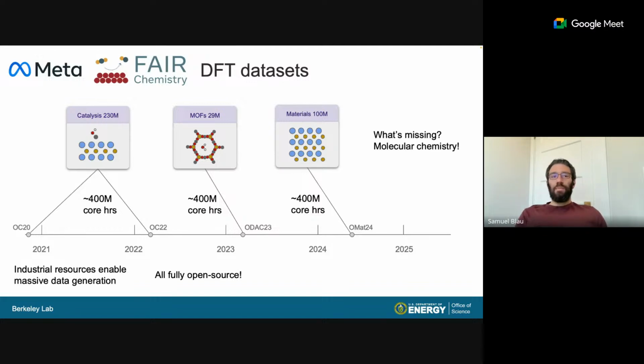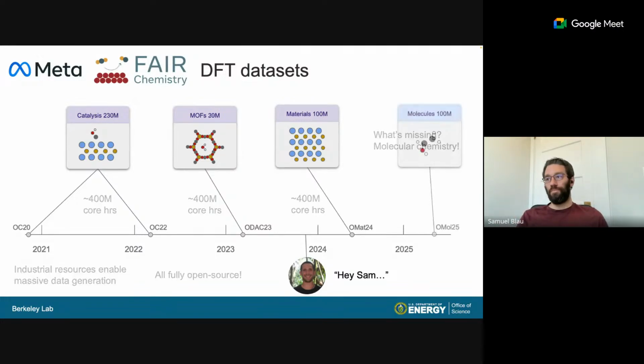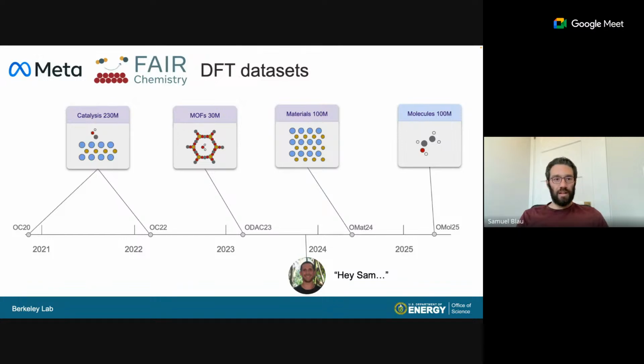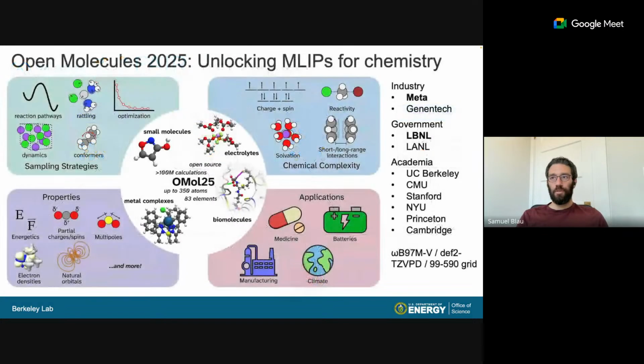But there's clearly something missing here if you look at this timeline, and that is molecular chemistry. So I was quite excited when in late 2023, my friend Brandon Wood, who's a member of the FAIR chemistry team at Meta, came to me and pitched this idea of making a large molecular DFT data set to fill this big gap and push the whole field forward. And that's why I'm so excited to tell you today about the OpenMolecules 2025 data set, as well as models and benchmarks that I'll describe.